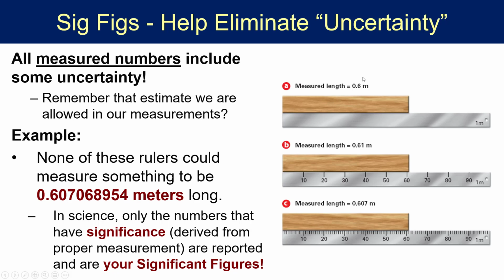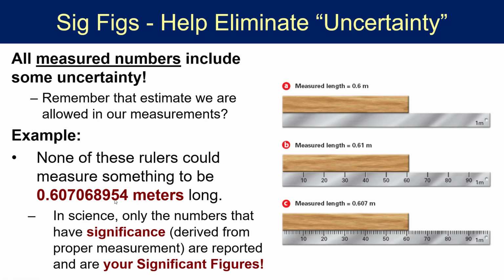So for instance, here I have 3 different rulers, and they are measuring the same piece of wood, and they are all simulations of meter sticks. And if for some reason the number was reported out as 0.607068954 meters, none of those measuring tools could ever report this many digits or have that level of precision. So what we have to do is make sure that whatever numbers are reported are in fact significant and derived from proper measurement. And so we're going to start to get into how many numbers are indeed significant and figure out what numbers in a measurement like this we can actually drop.